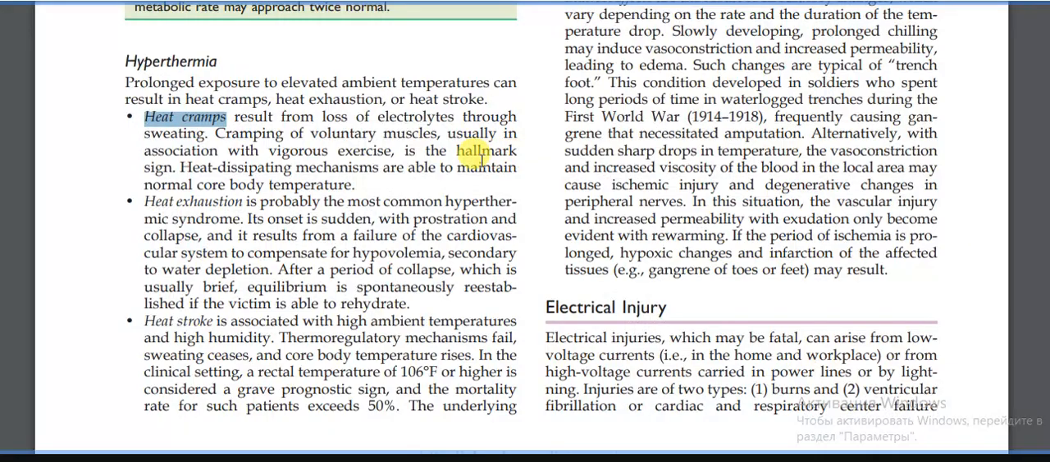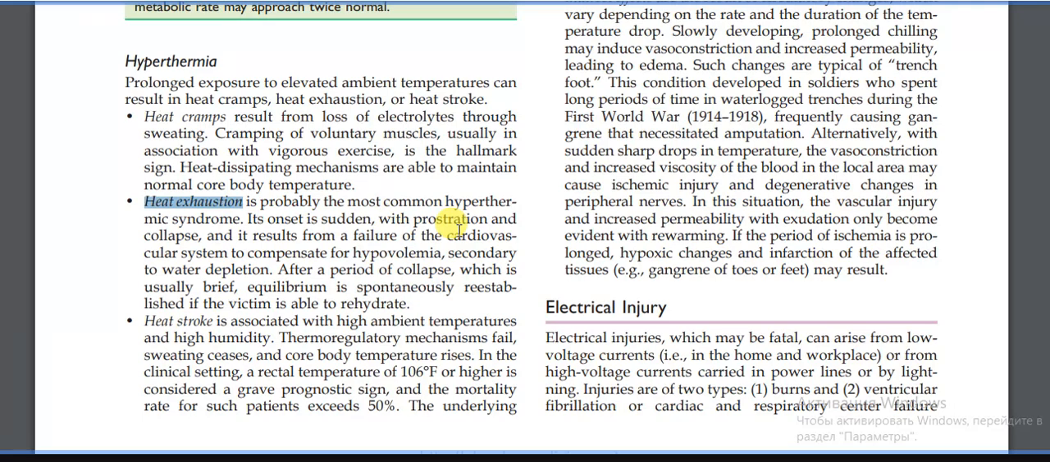That's actually the next point of our discussion: heat exhaustion. So, what is heat exhaustion? It's also a hyperthermic syndrome, very related to heat cramps. It's the most common hyperthermic syndrome. Its causes are similar, but it's a much more severe case. Onset is sudden.